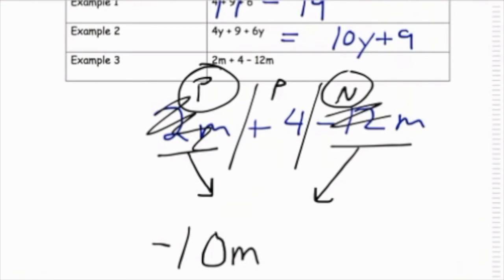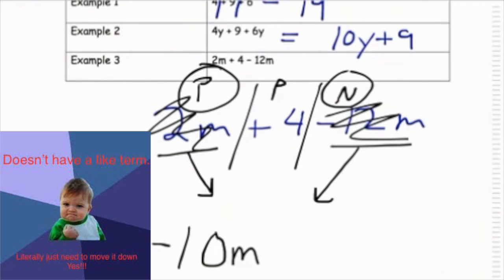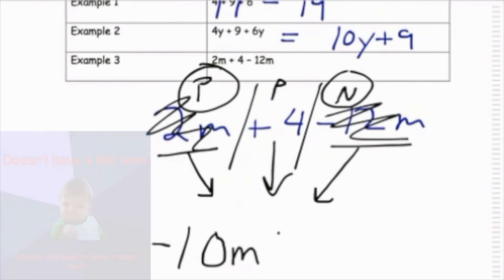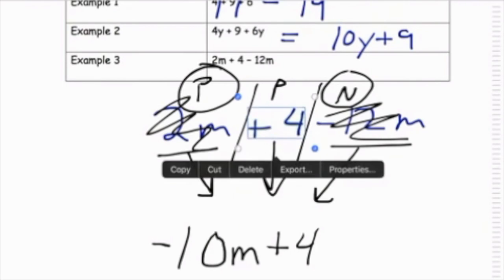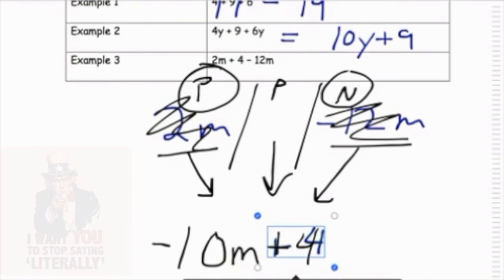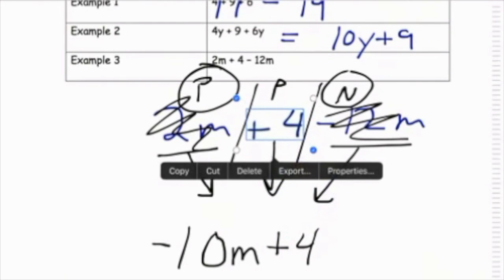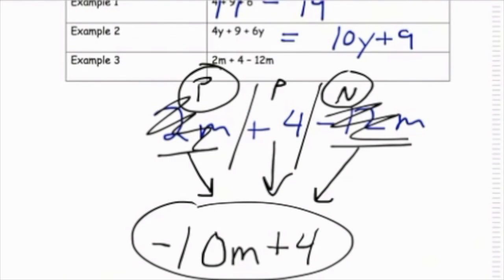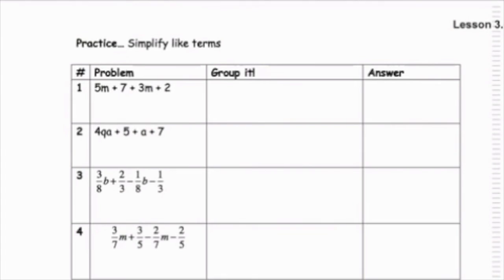Cross it out, cross it out. Plus 4 doesn't have anyone, no partners, no buddies to combine with, so you just bring it down, and it's plus 4, right? Please understand, I'm just literally bringing it down. See, plus 4. All you have to do. And you're done. So then do the rest on your own and call me over if you have any questions.